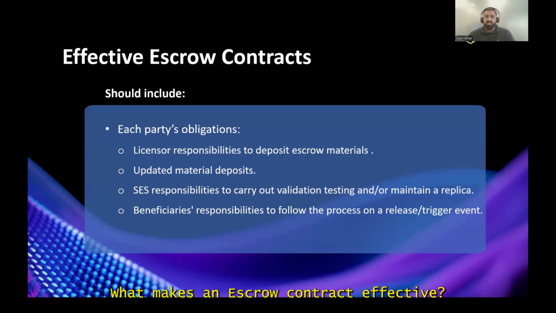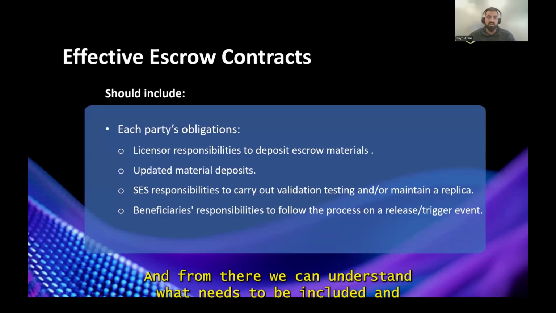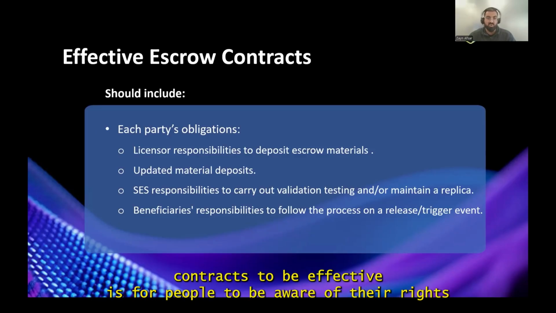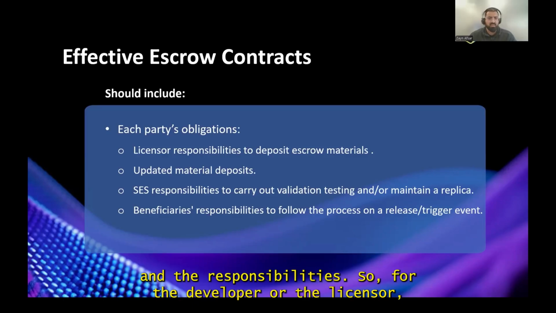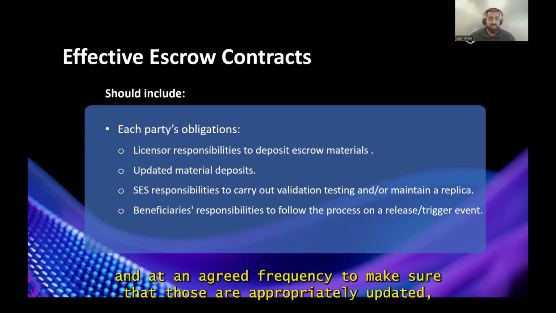So what makes an escrow contract effective? As I've said, it really depends on what you're hoping to achieve. From there, we can understand what needs to be included and what doesn't. Essentially, what's important for all escrow contracts to be effective is for people to be aware of their rights and responsibilities. For the developer or the licensor, the responsibility is to deposit escrow materials at an agreed frequency and make sure those are appropriately updated.